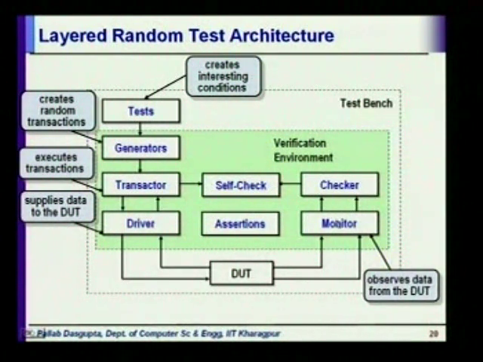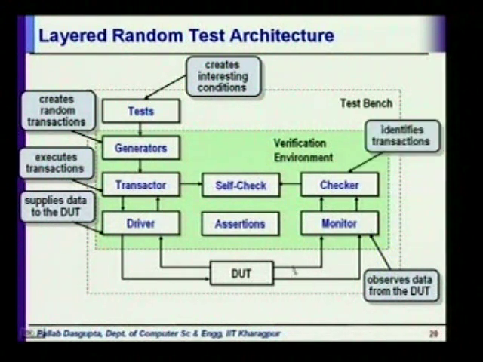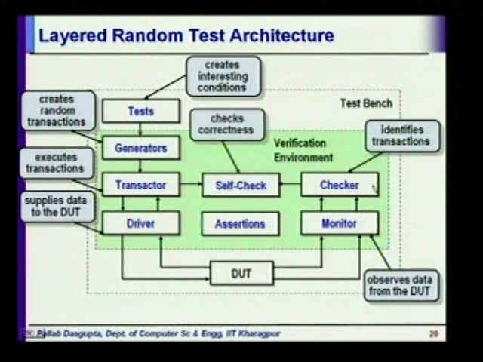Then we have the monitors which observe the data from the design under test. There is the checker which identifies what transaction was performed, because we need to correlate that the transaction you wanted to execute is actually the transaction that has happened here, right. And then we check correctness, that what I expected out of this here is what I got out of this.